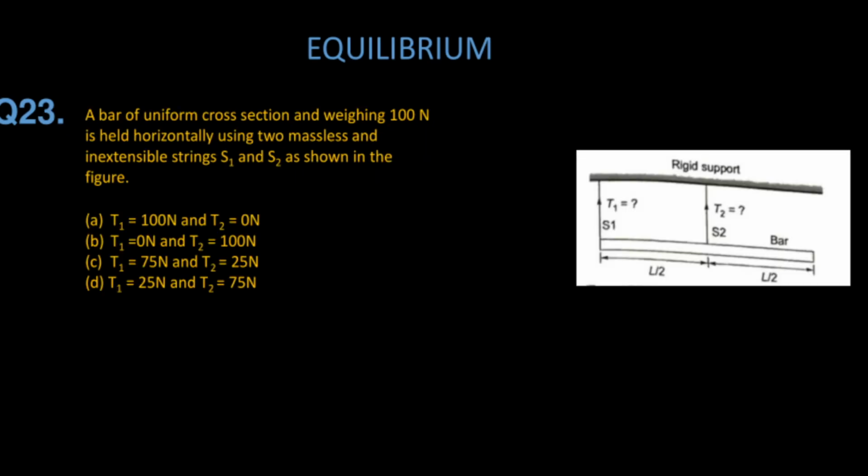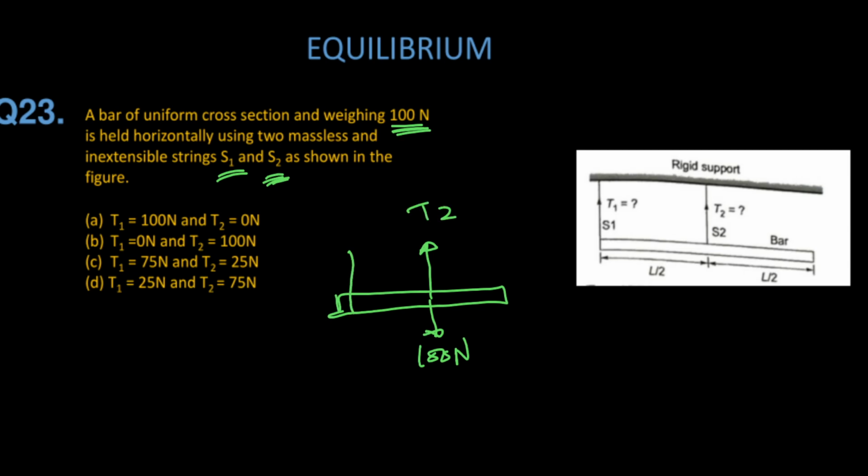In this question, he is talking about S1 and S2 calculation. The weight of the bar is 100 Newton. This is the bar. Here 100 Newton is acting, here T2, and here T1. These 3 forces are acting. Out of these 3, the 2 are parallel to each other. For balancing, if you apply the vertical force component equal to 0, you will get T1 plus T2 is equal to 100 Newton.